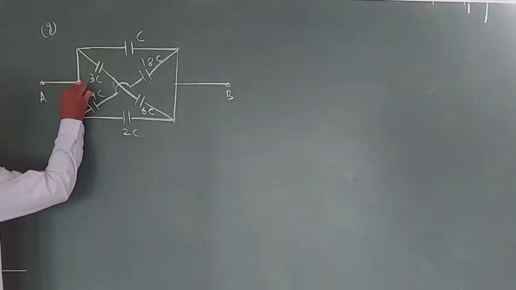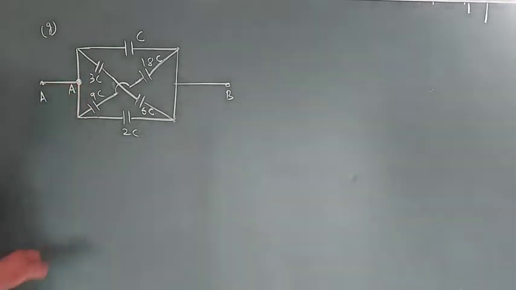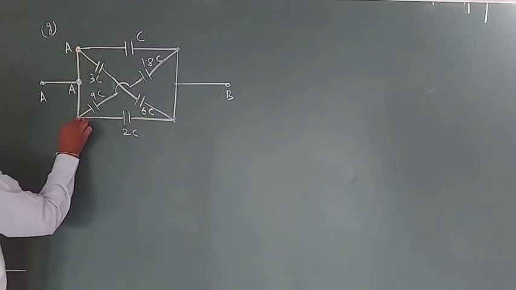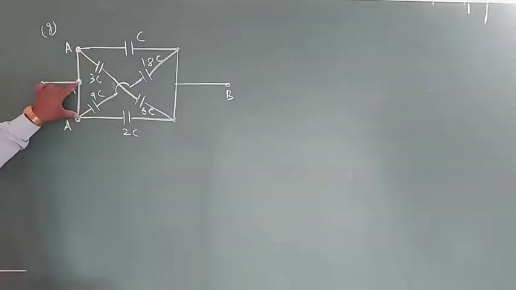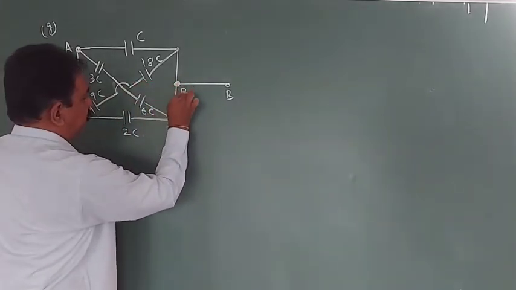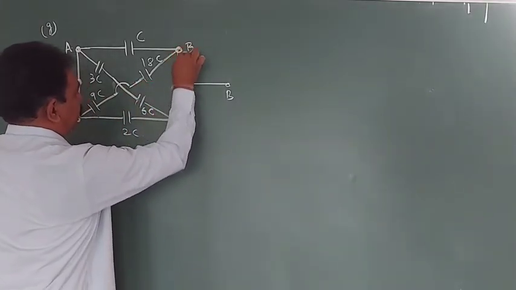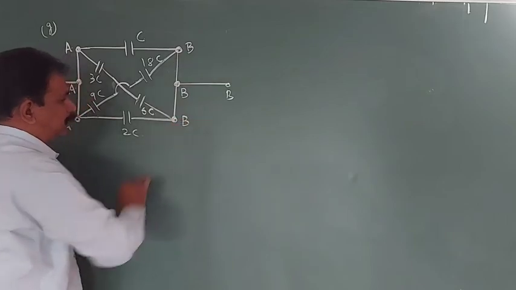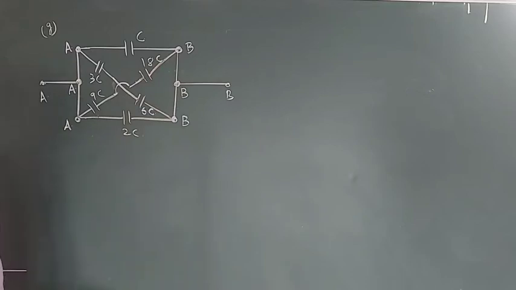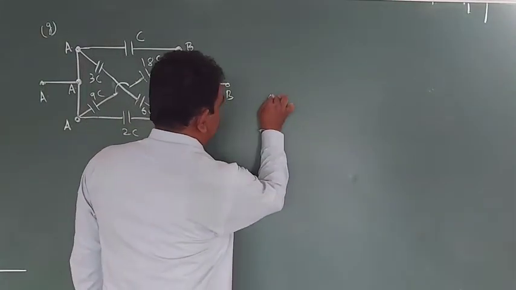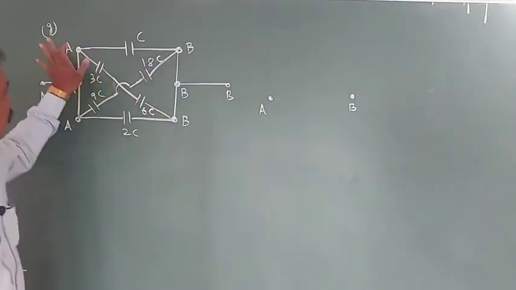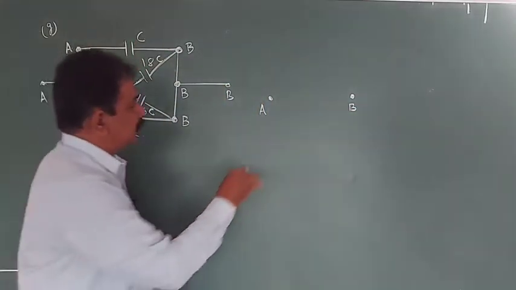Here I can write A, here also A, here also A, because just a wire is there. Similarly on this side, here it will be B, here B, here B. Okay? Then if you redraw this circuit, here A is there, here B is there, and between A and B one capacitor is there.